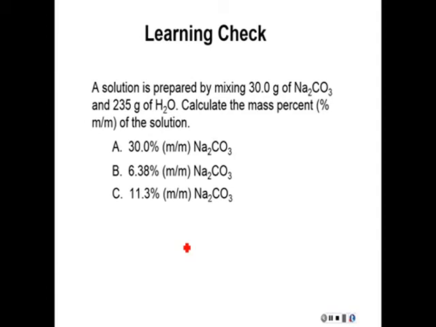Alright, so here's one for you to try. A solution is prepared by mixing 30 grams of sodium carbonate and 235 grams of water. Calculate the mass percent. So these are the three possibilities. You want to pause the video at this time and try this problem.